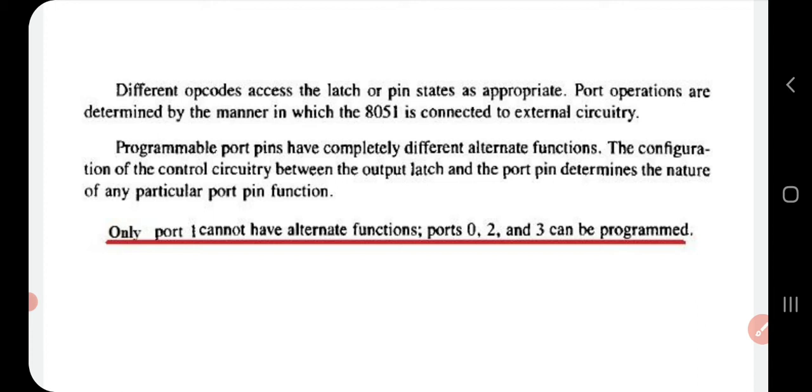Now, port operations are determined by the manner in which the 8051 is connected to the external circuit. So, depending upon how the 8051 is connected to the external circuit, we can determine the port operations. Now, only port 1 cannot have alternate functions, whereas port 0, port 2 and port 3 can be programmed according to our needs.